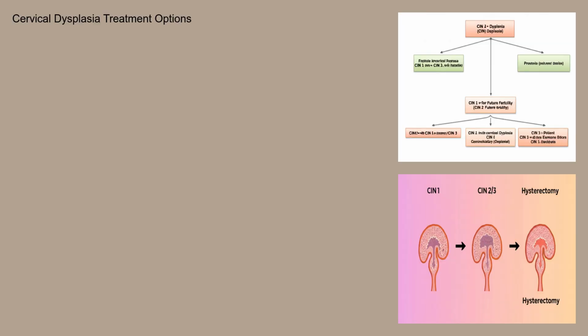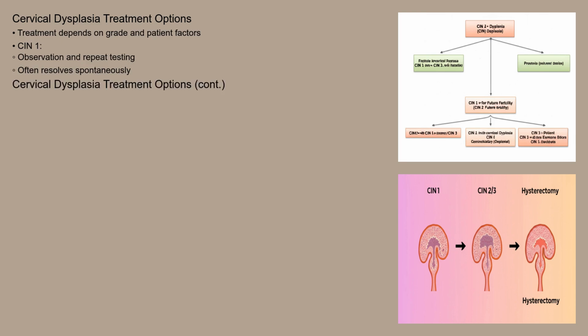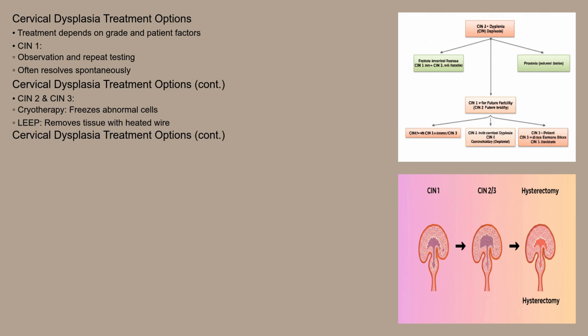Treatment for cervical dysplasia depends on the grade of dysplasia and other factors, such as age and overall health. For CIN1, observation and repeat testing are often recommended, as it frequently resolves on its own. For CIN2 and CIN3, treatment options include cryotherapy, which freezes and destroys the abnormal cells, LEEP or loop electrosurgical excision procedure, which uses a heated wire loop to remove the affected tissue, and cone biopsy, which removes a cone-shaped piece of cervical tissue. Hysterectomy, the removal of the uterus, may be considered in certain cases, particularly if other conditions are present.